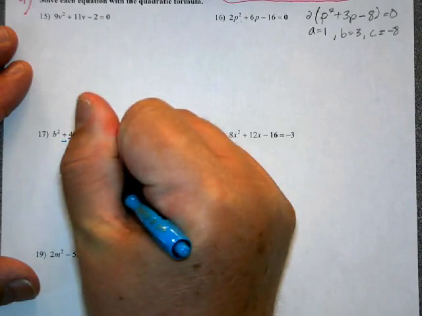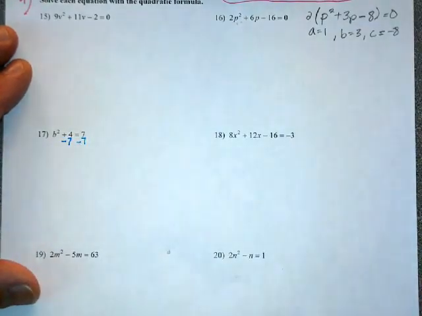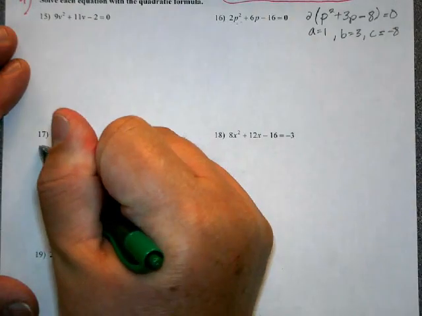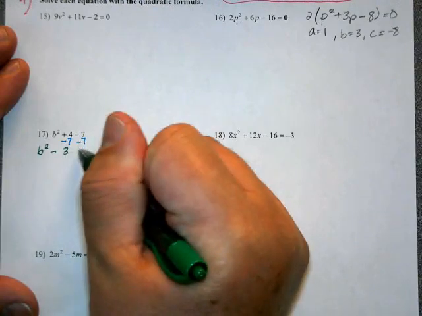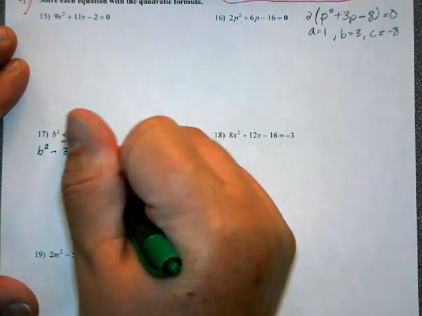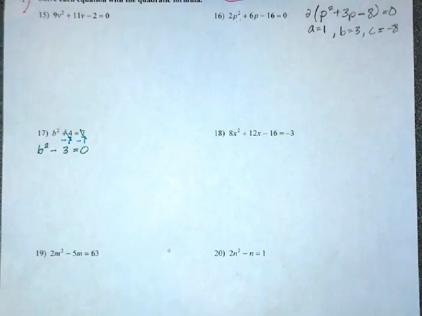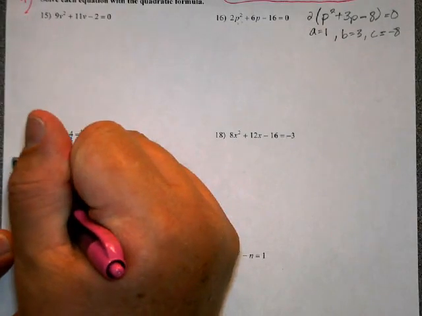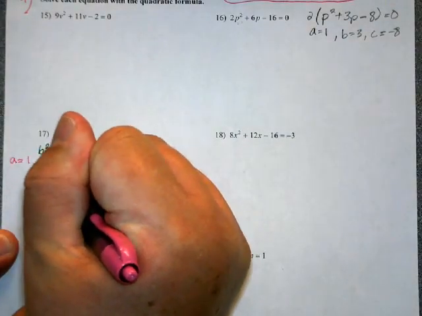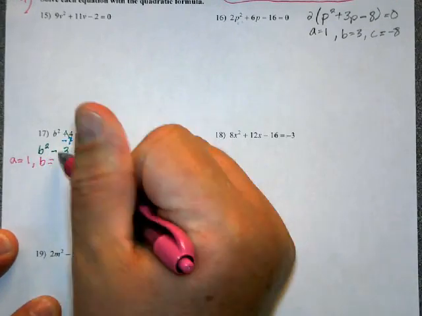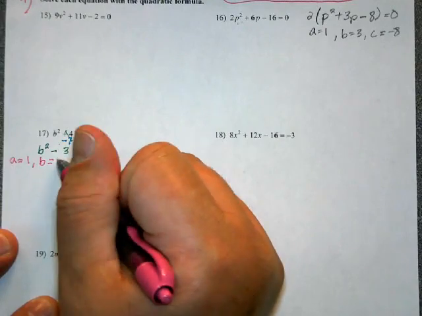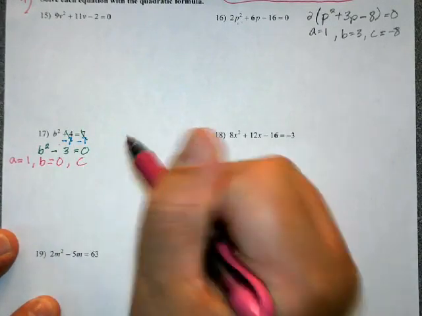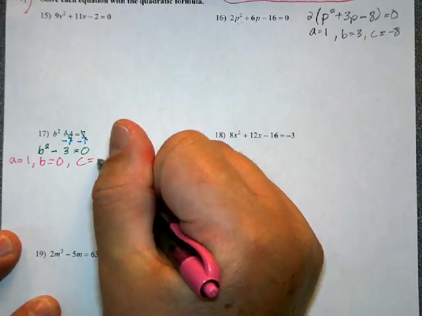So I get b squared minus 3 equals 0. So I got my 0, right? So what's my a? 1. Good. What's my b? 0. Good. Because there's a 0x to the first there for the term, right? It's not there, so it has to be multiplied by 0. And my c? Negative 3, right? Okay. So let's put that in our formula.